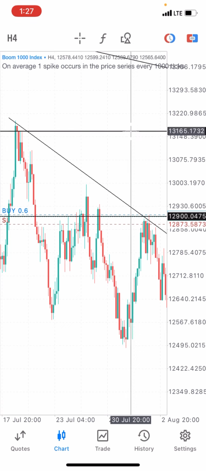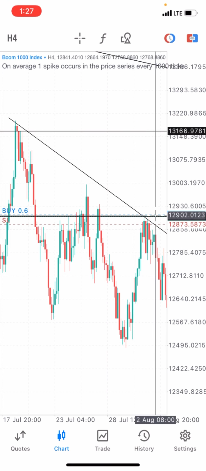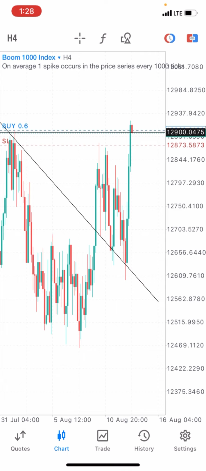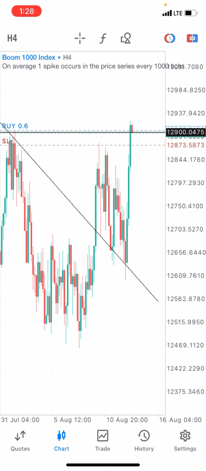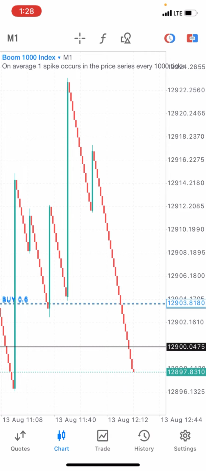I'm expecting price to push to this area where I have my resistance. So right now price is currently around my support area, and I'm expecting a spike. Remember, if you want to catch spikes on the boom market, you want to see price at your support. You want to be buying from your support, right?